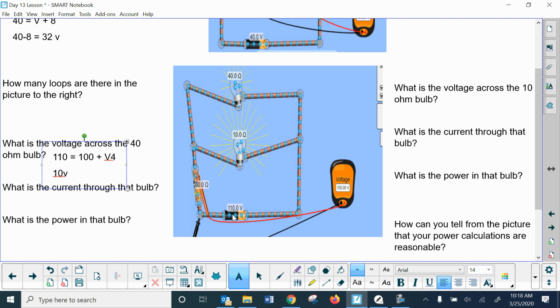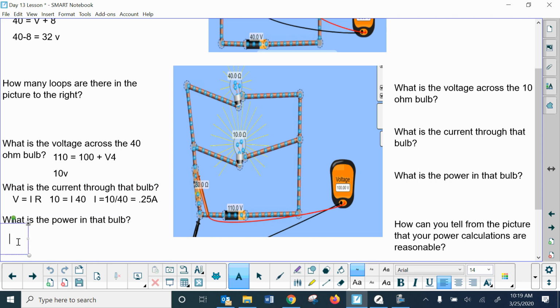So you could hopefully figure out the current through this bulb. It's just using Ohm's law, so V equals IR. If the voltage we just said is 10 volts, and the I is what we're looking for, the current, and the resistance is 40, you just have to solve for I. So I equals 10 divided by 40, which is 0.25 amps.